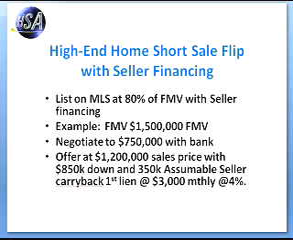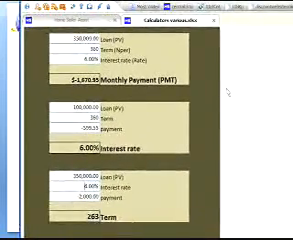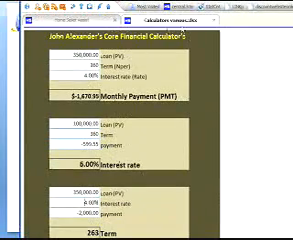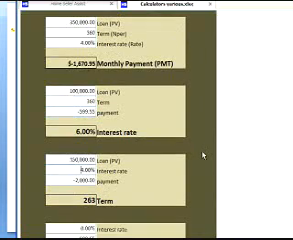Now, I use my financial calculator, which you have access to in the back office. This is called my core calculator, core financial calculators. What you're going to find is that these 4 different calculators here will allow you to create any kind of owner carry note scenario you can dream of. It allows you to create backwards and forwards. So this is where you would create your note.